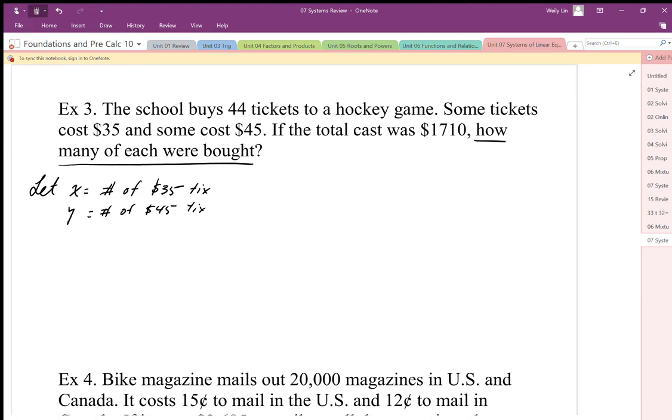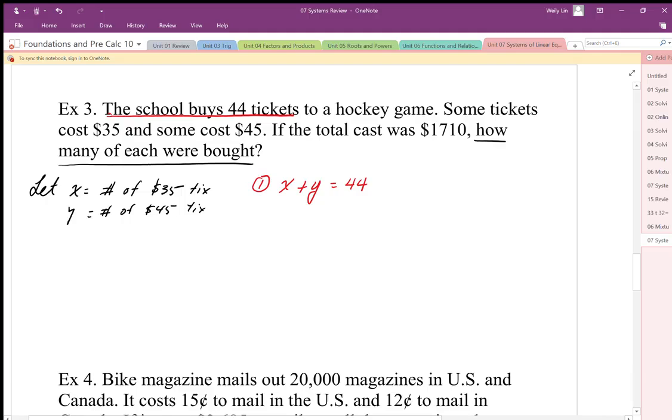Once we come up with our variables, we have two unknowns, so we need to come up with two relationships. We go back into the problem. It says the school buys 44 tickets for a hockey game. Well, there's one of our relationships. We know that all the tickets add up to 44. So the number of tickets, x, plus the number of tickets, y, equals a total of 44 tickets.